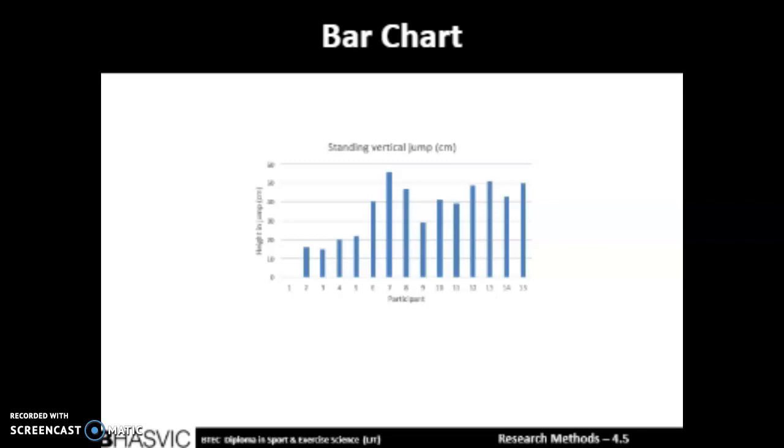where it gives a clear representation, meaning that they are very clear and you are able to see the difference and similarities in the results when looking at this chart. The bar chart that we use gives us a representation of the results we found from the standing vertical jumps of the 15 participants' jumps, where we can clearly see whose were the best jumps and the worst, with participant 7 being the best and participant 3 being the worst.